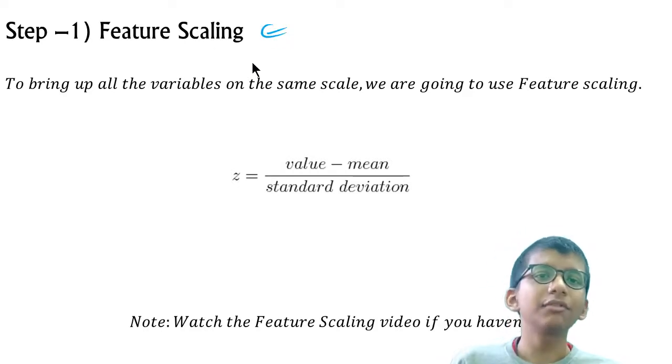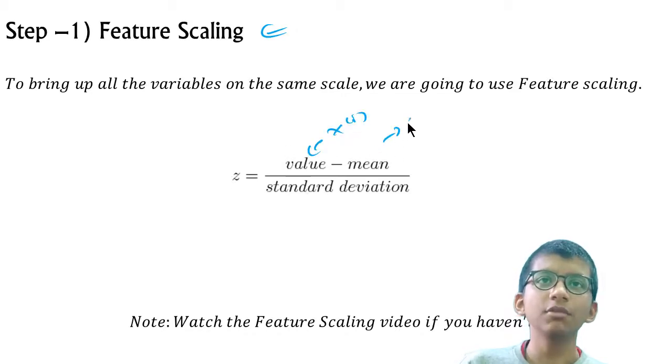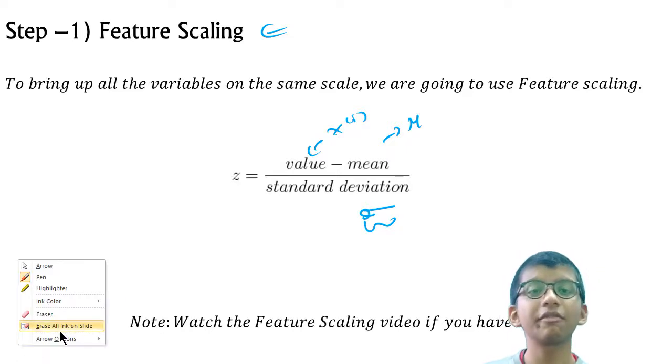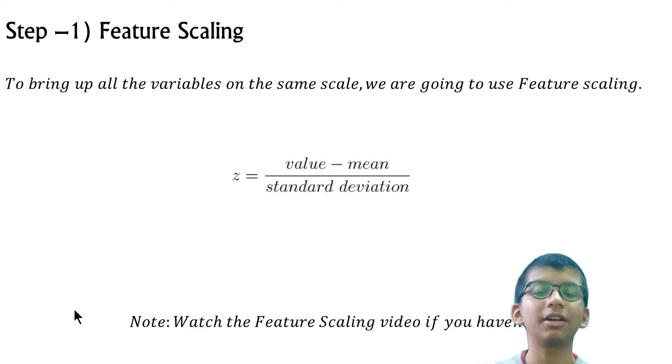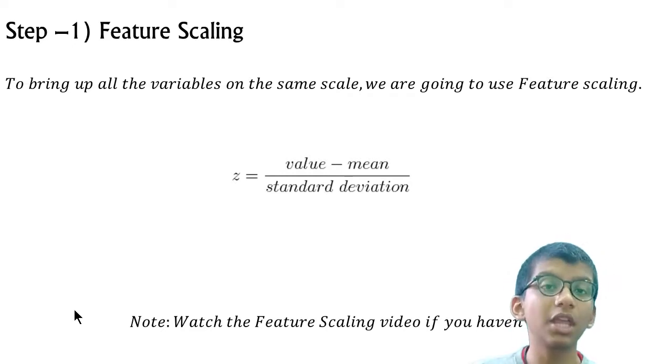and the formula for the same is xi minus the mean, which is mu, upon the standard deviation. Okay, and you can calculate this standard deviation. I've just given you a brief introduction. If you're following my course, you'll be very familiar with this. If not, I recommend you go to my feature scaling video. That's a very, very important video.